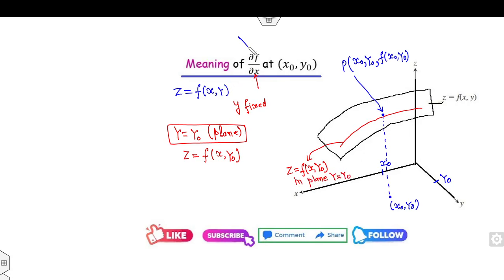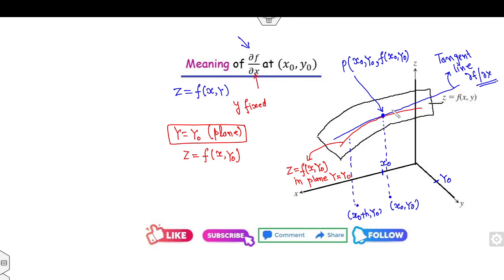Then what is the meaning of del f by del x? If you define the tangent corresponding to this point, this is my tangent line. And this tangent line is defined as the partial derivative of f with respect to x. Or if you consider this is my y, and if I consider the point x naught plus h comma y naught, the corresponding point is again this.